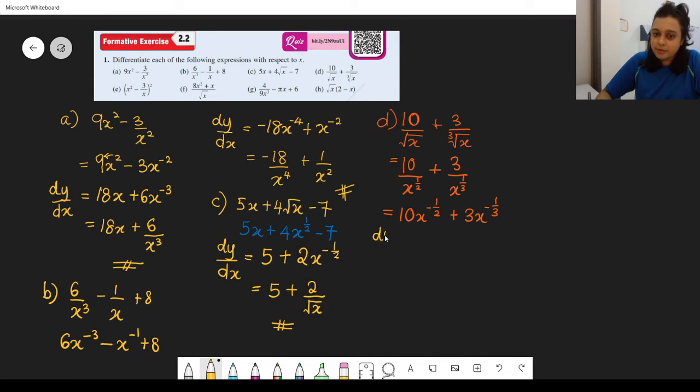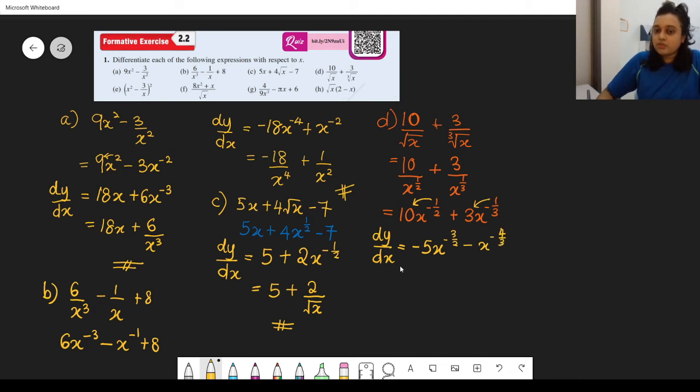Let's differentiate. That means now we're going to find the dy dx. 10 times negative 1 over 2, the power must be multiplied here, so we get negative 5x. Negative 1 over 2 minus 1, let's check, we get negative 3 over 2. So right here negative 3 over 2. Then 3 times negative 1 over 3 becomes negative 1, so the 1 I won't write, you don't have to write the 1. Just write x, and negative 1 over 3 minus 1, so we get negative 4 over 3.